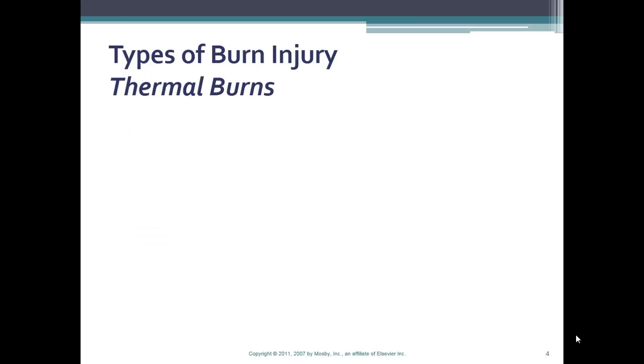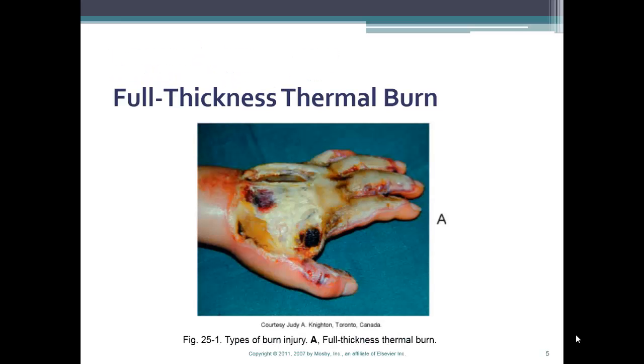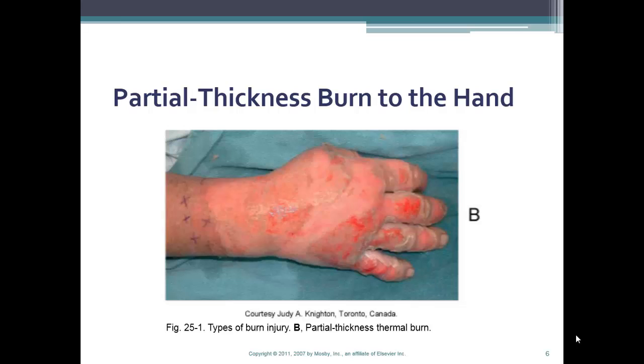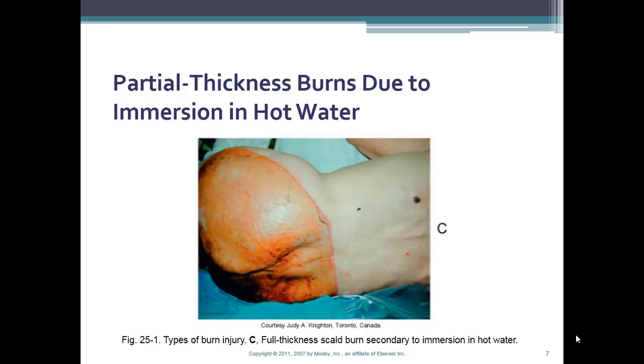Thermal burns are caused by a flame, a flash, scalding, or any contact with a hot object. It's the most common type of burn. Here is a picture of a full thickness thermal burn and a partial thickness thermal burn, and another partial thickness thermal burn.